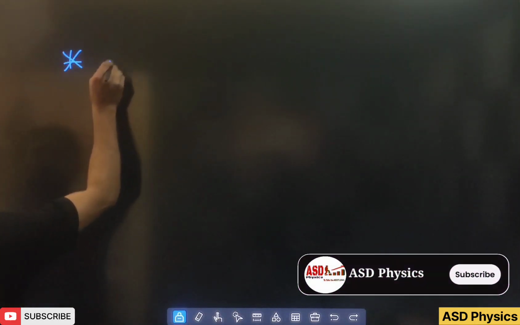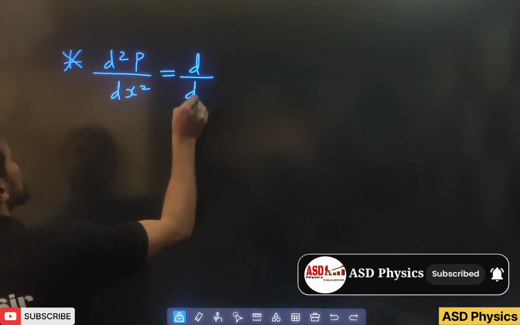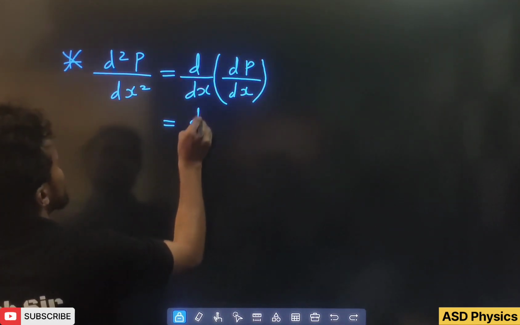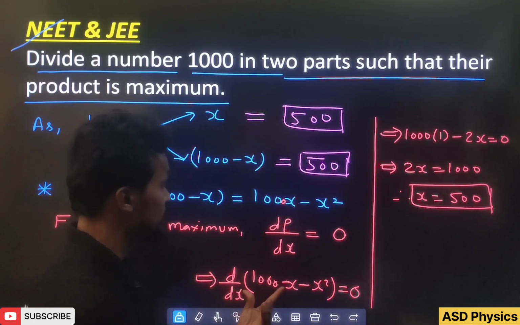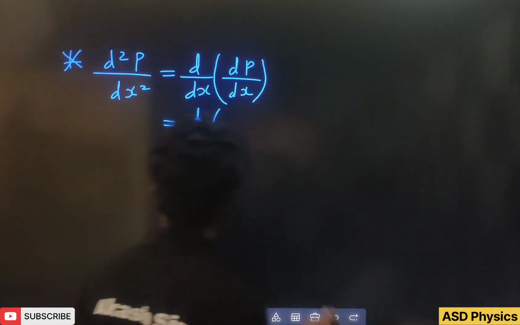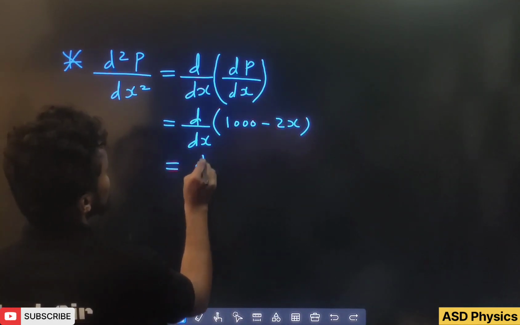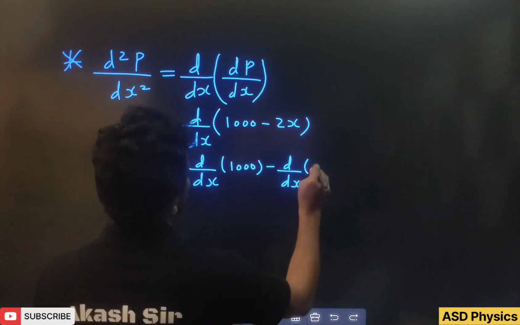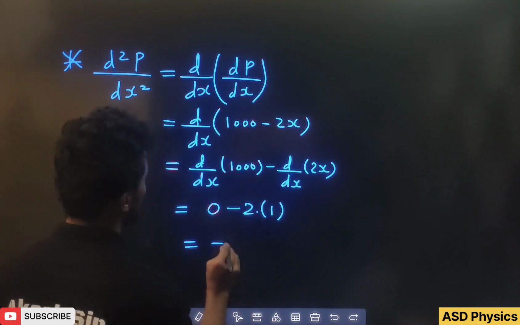If I write d2p by dx square, the double derivative, that means d by dx of dp by dx. What did we get for dp by dx? It was 1000 minus 2x. So the differentiation is d by dx of 1000 minus d by dx of 2x. When you simplify this, it is 0 minus 2, since the differentiation of x is 1.